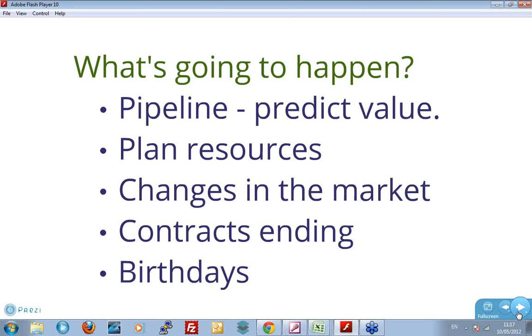Maybe it's automatic. Maybe you simply say, well, the probability of making a placement goes up whenever we actually have candidates going for interview, and it goes up even more whenever they're at second interview. It goes up a bit more whenever they're at offer stage. So you can automatically assign predictive values, probabilities to pipelines, or you may do it manually. It enables you to plan resources. It enables you to see changes in the market.